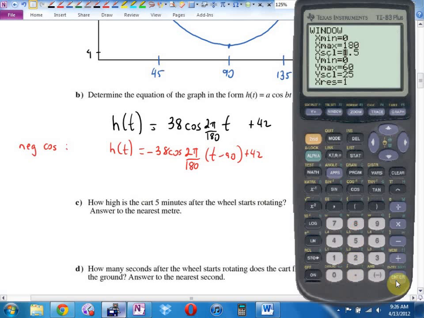Hey, what would be a clever scale? 45s? Since that's what I did. Y min, 0. Y max, what's the highest it gets? 80. 90, 100, let's go 90. Good scale there. I guess I could go up by 4s if I wanted to. You know what? Let's go up by 4s, because that's what I seem to have as my bottom hash mark. Graph. Ferris wheel goes down.